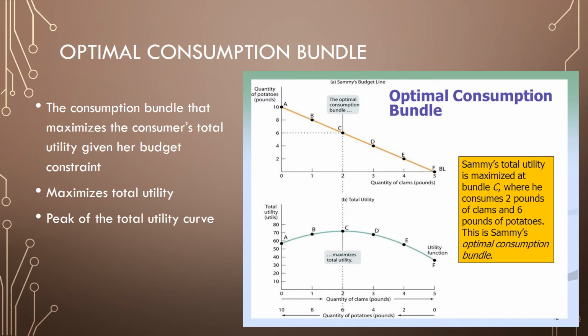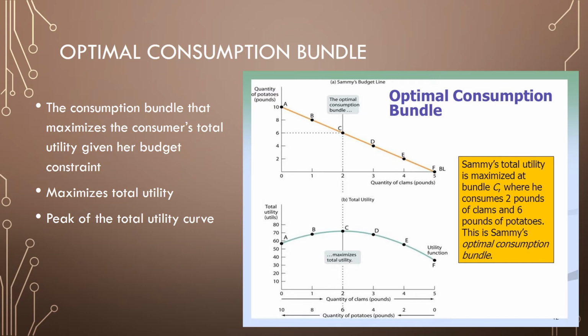And the reason for that is looking at the lower one, that's the total utility, right? If we start at point A, it's a different combination of clams and potatoes. In fact, it's 0 clams and 10 potatoes. That gives him a utility score of somewhere about maybe 56, 58-ish. B, it goes up. C, it goes up even further when he has 2 clams and 6 potatoes. At D, it's now falling. When he has a little bit more clams and fewer potatoes, it starts diminishing.